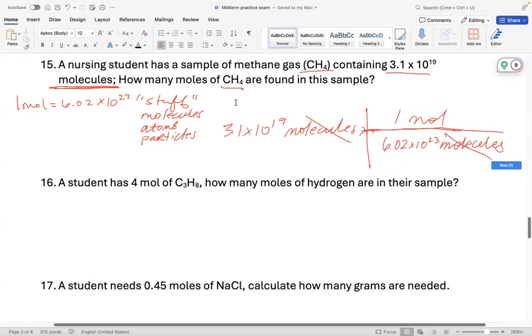So then I put into my calculator 3.1 times 10 to the 19th divided by 6.02 times 10 to the 23rd equals, and when I pre-solved this, I got 5.15 times 10 to the -5th moles.